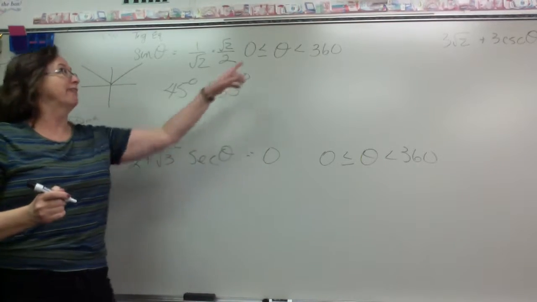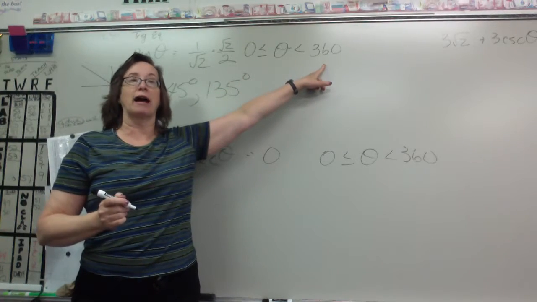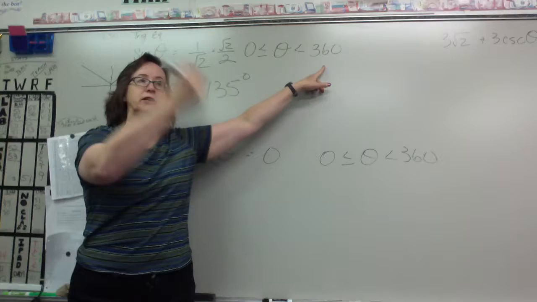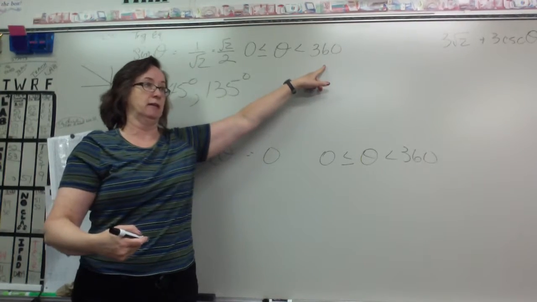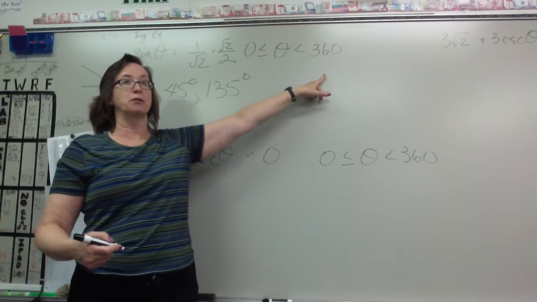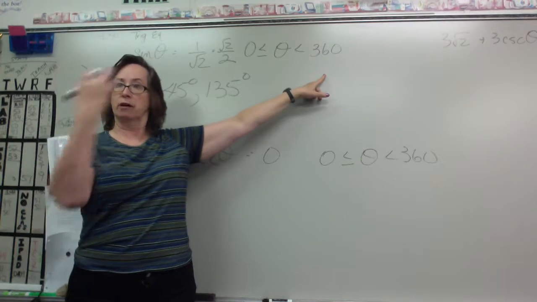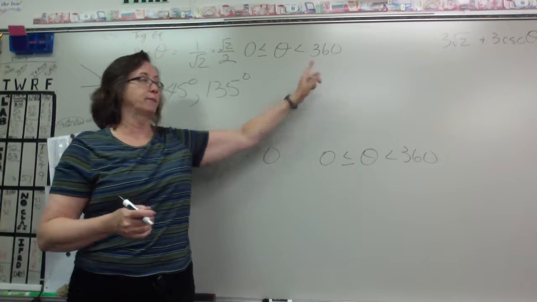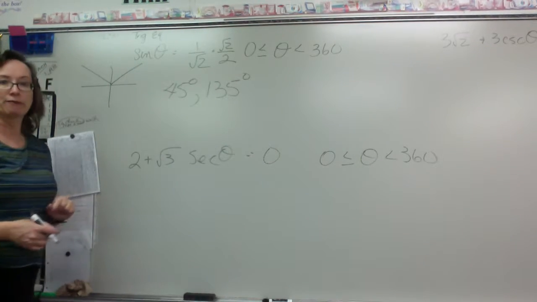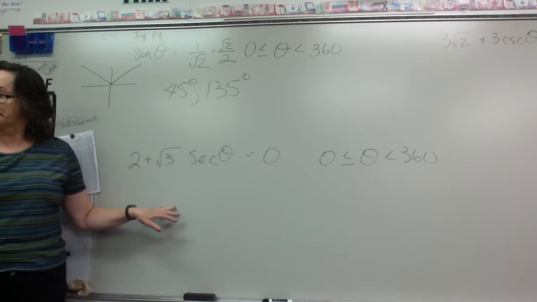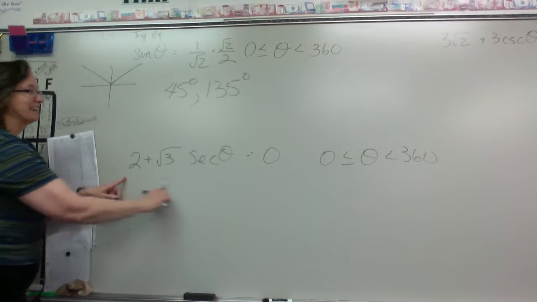will be the solution, and they give us a boundary. Otherwise, we would have to continue going around the unit circle endlessly. But they give us a boundary, only between theta is 0 to less than 360, okay? So that one's all you have to do for that one. Did I get that one right? Yeah. Okay, now look at this one.